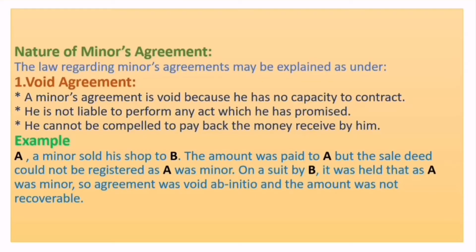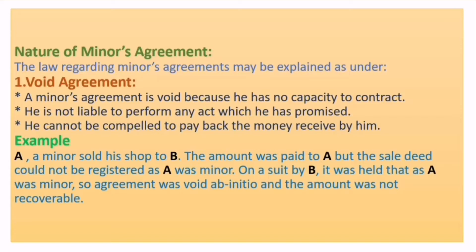Next is nature of minors agreements, or you can say what is the position of minor under various agreements. The law regarding minors agreements may be explained as under. The first one is void agreement. Students, say minors agreement is void because he has no capacity to contract. He is not liable to perform any act which he has promised. He cannot be compelled to pay back the money received by him. So you can say all the agreements made by the minor are void ab initio.